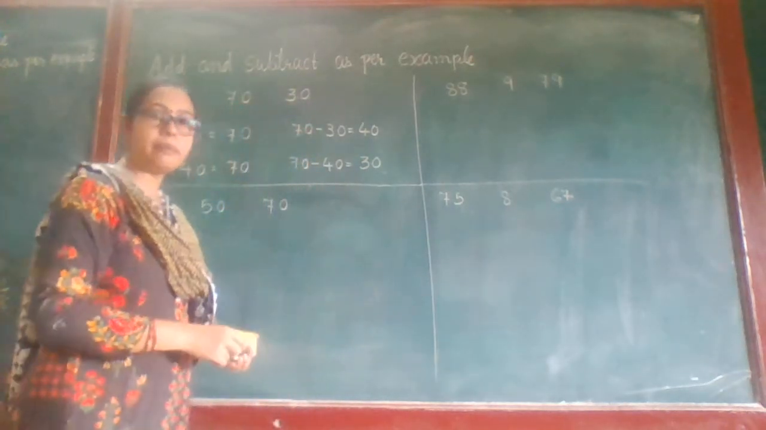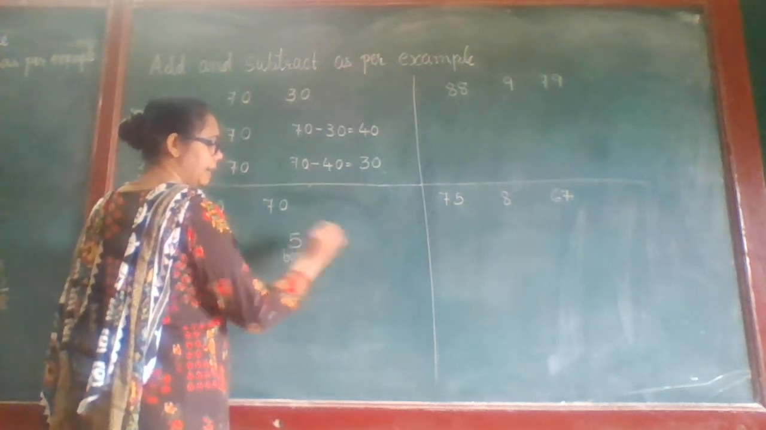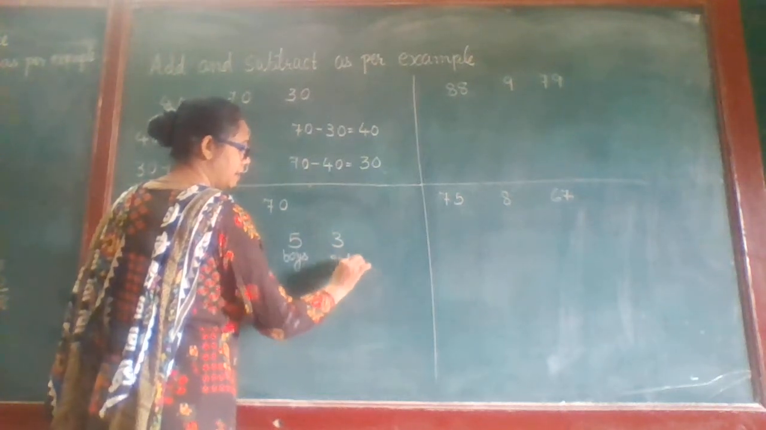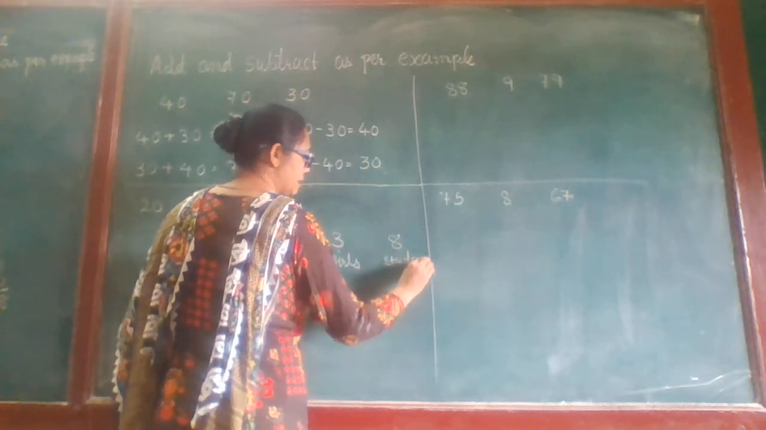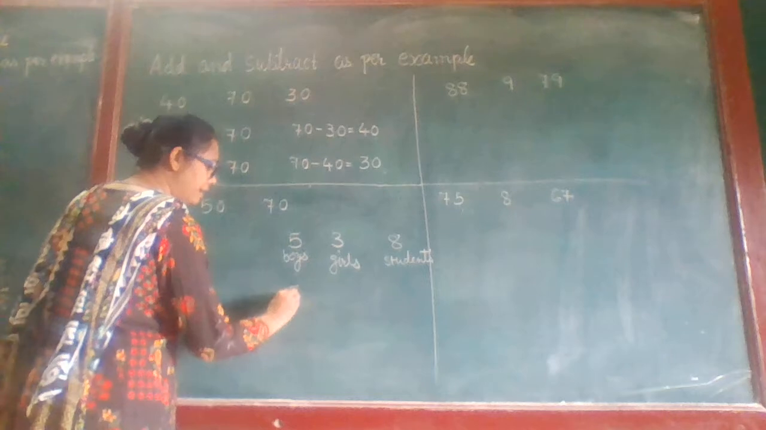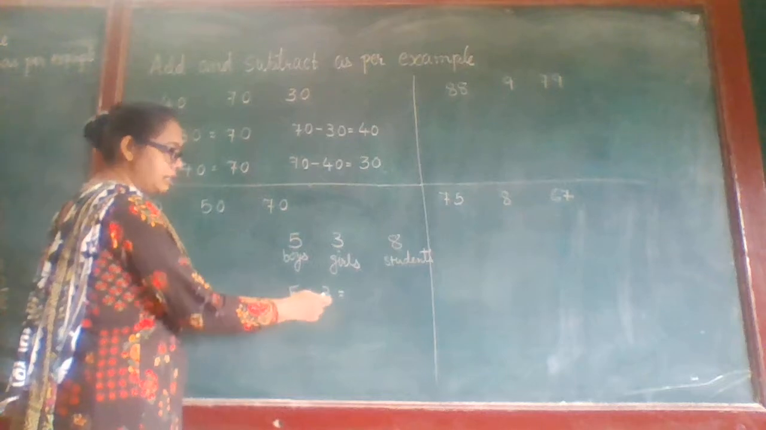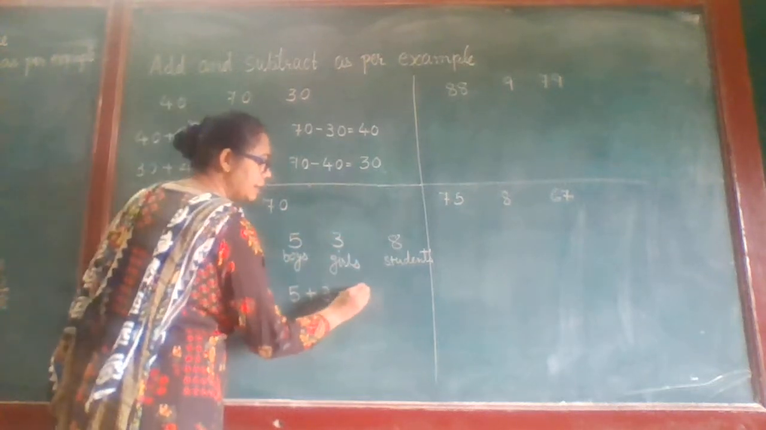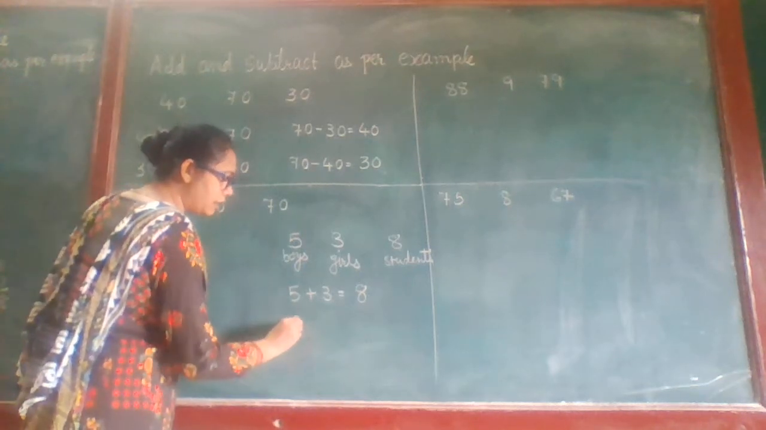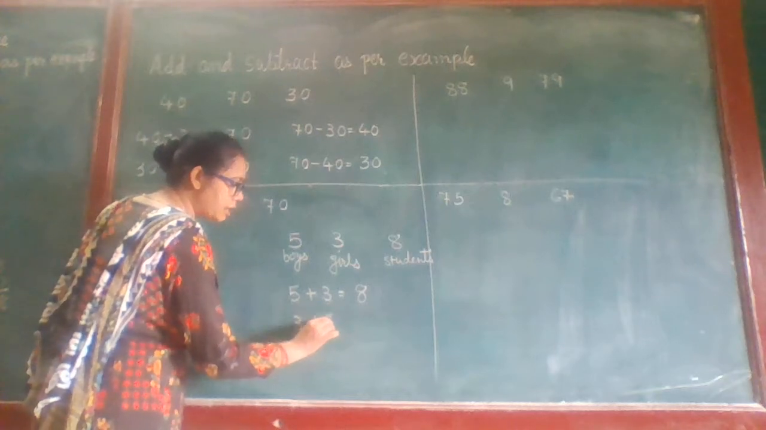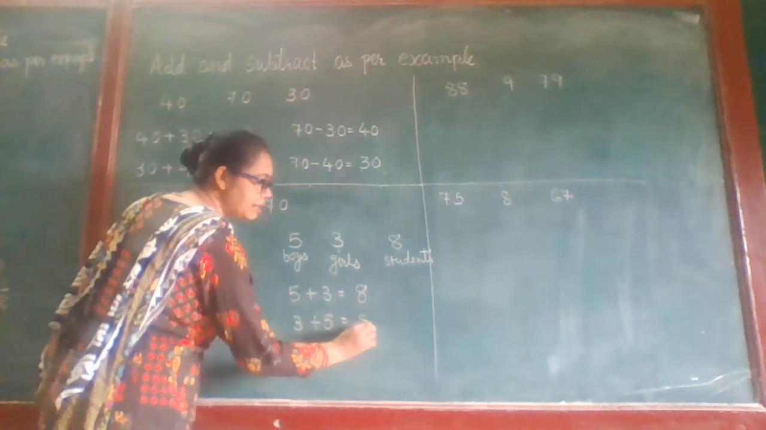I give you a simple example. See, in one class 5 boys are there and 3 girls are there. So total 5 plus 3, 8 students in the class. Okay, so when we add 5 plus 3, the addition of two smaller numbers, we get 8, the third number. Now I change the order of the numbers. If I write 3 plus 5, when we change the order of the numbers, the answer remains the same.